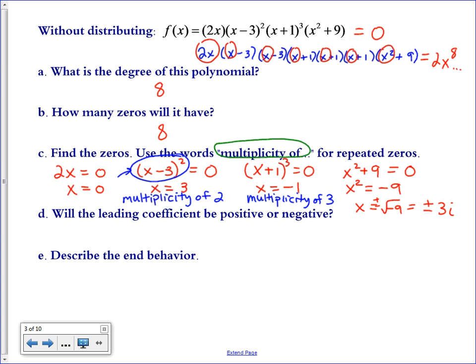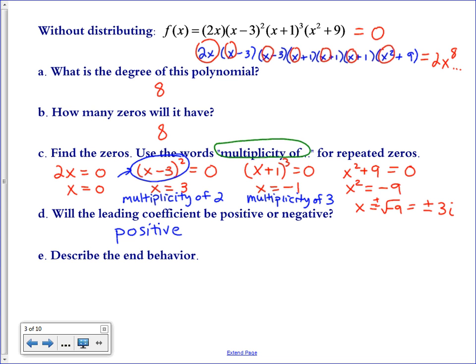Will the leading coefficient be positive or negative? Well, we already imagined foiling out this whole expression. And the first term ended up being 2x to the 8. So that means that our leading coefficient is just a positive. In this case, it's positive 2, but we weren't even asking about that. So positive. And that means we can determine the end behavior.